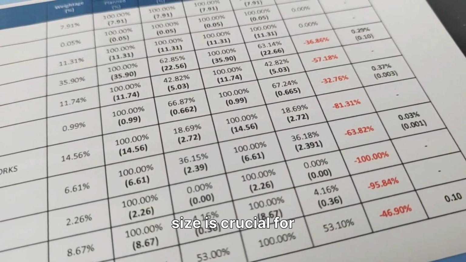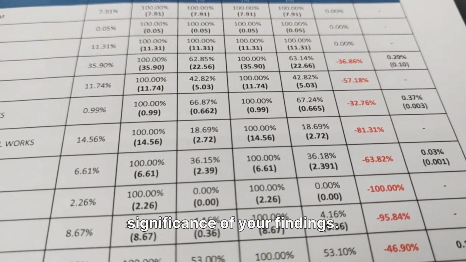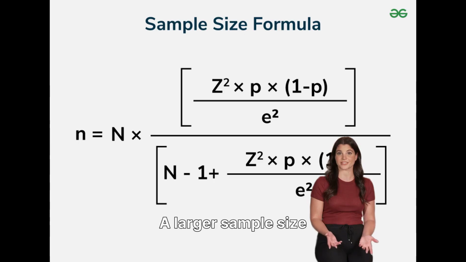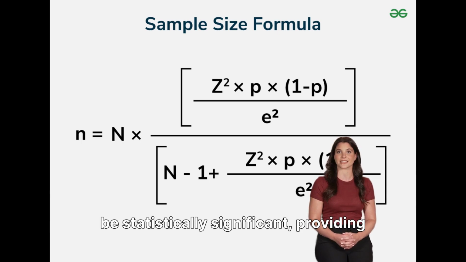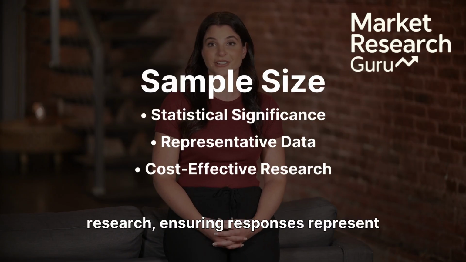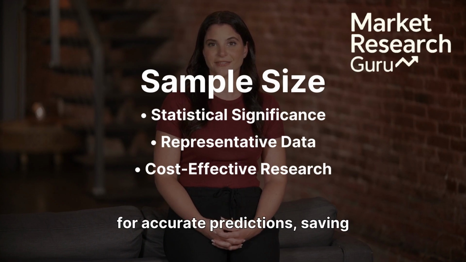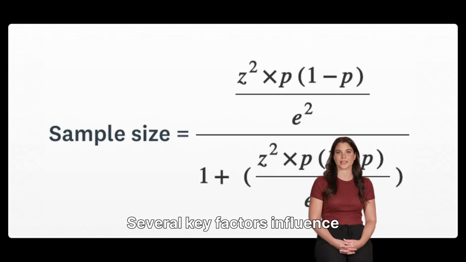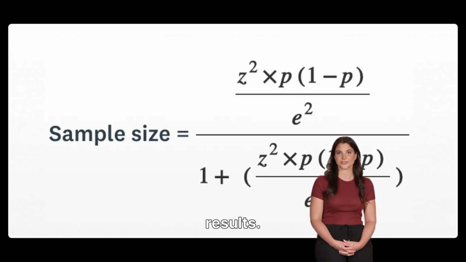Determining the right sample size is crucial for survey accuracy as it directly impacts the statistical significance of your findings. A larger sample size generally increases the chances that your results will be statistically significant, providing a more reliable representation of your target population. For medical or market research, ensuring responses represent your population is vital for accurate predictions, saving time and money. Several key factors influence the determination of an appropriate sample size, ensuring your research yields meaningful results.